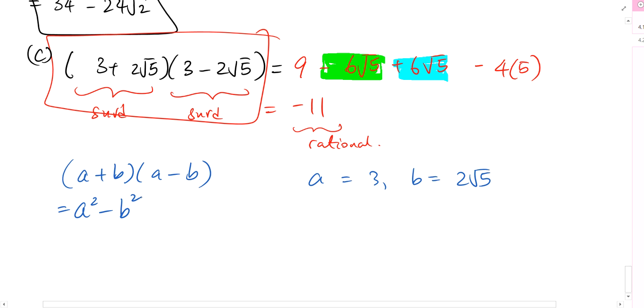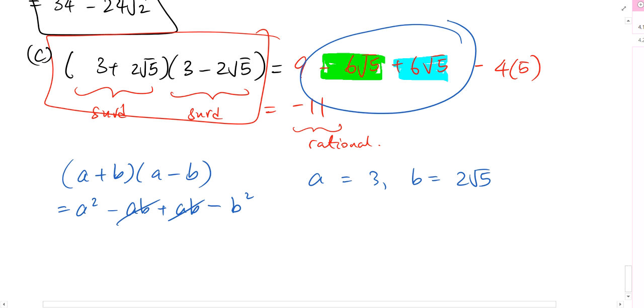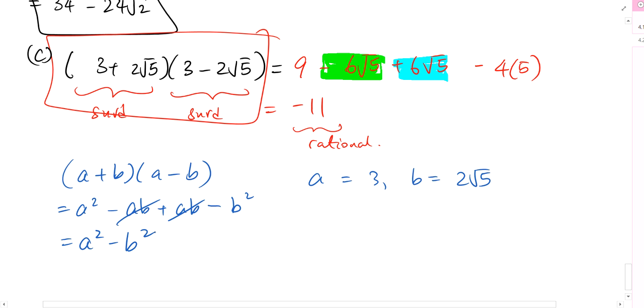Yes. The reason is because when I expand everything out, I get A square plus, minus AB plus AB minus B square. Right, then these two cancel out, just like what is happening over here. That is why my final answer is going to be equal to A square minus B square straight away. And these two are known as a pair of conjugate surds.